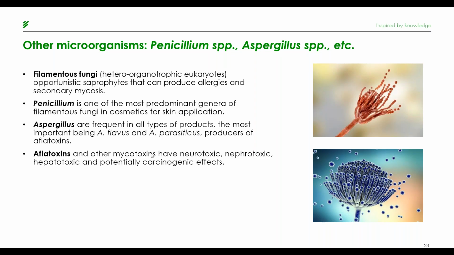Aflatoxins and other mycotoxins that are produced by filamentous fungi have many adverse effects in the organisms of humans, such as neurotoxic, nephrotoxic, hepatotoxic, and they are potentially carcinogenic compounds.